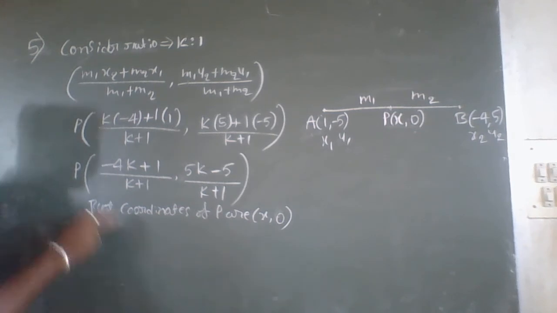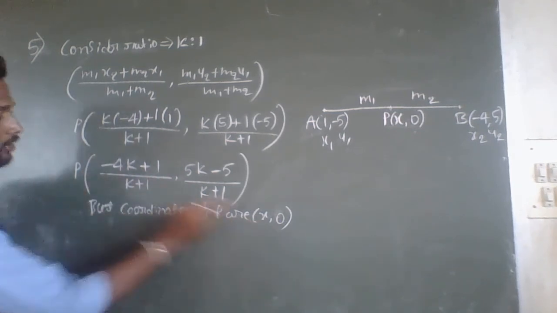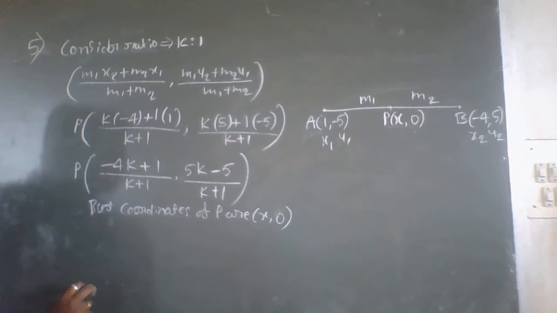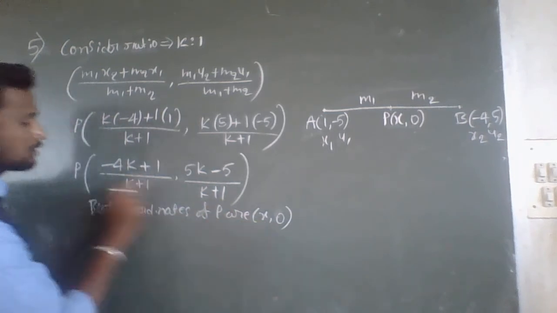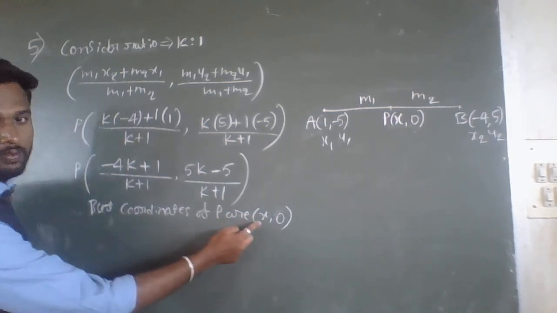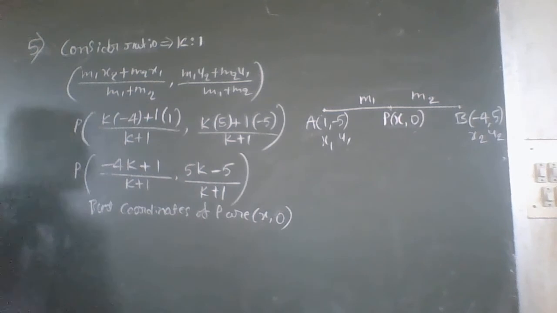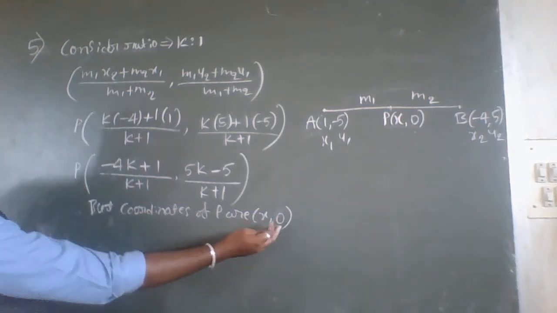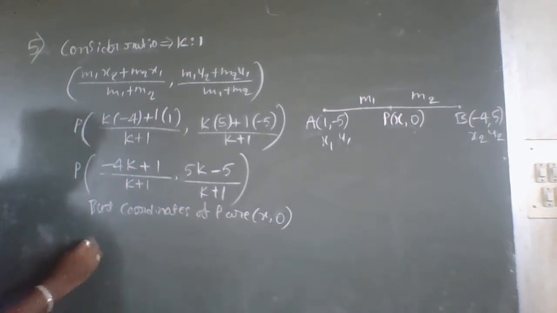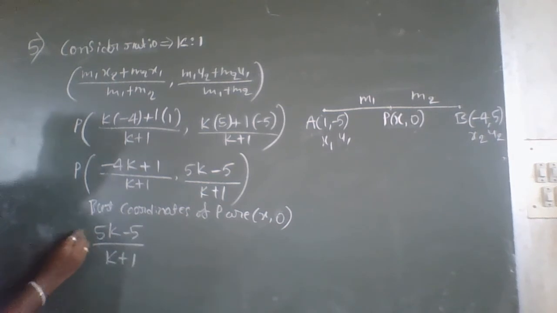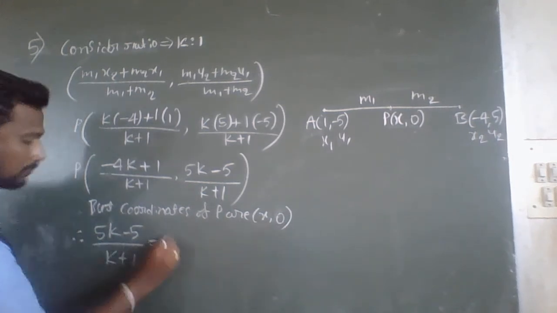Like in the previous problem, what we did was consider the x coordinate values; these two are equal, and like that these two are also equal. But here we will not consider these two x coordinate values. Why? Here we don't know the value of k, and here we don't know the value of x. So we cannot calculate the value of k because we don't know the k and x values. But here we have the y coordinate value as 0. So I will consider here 5k minus 5 divided by k plus 1 equals 0.